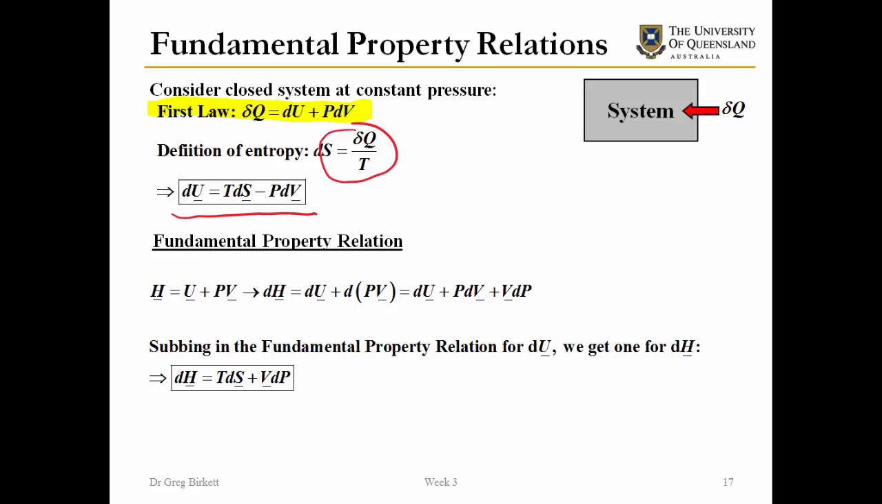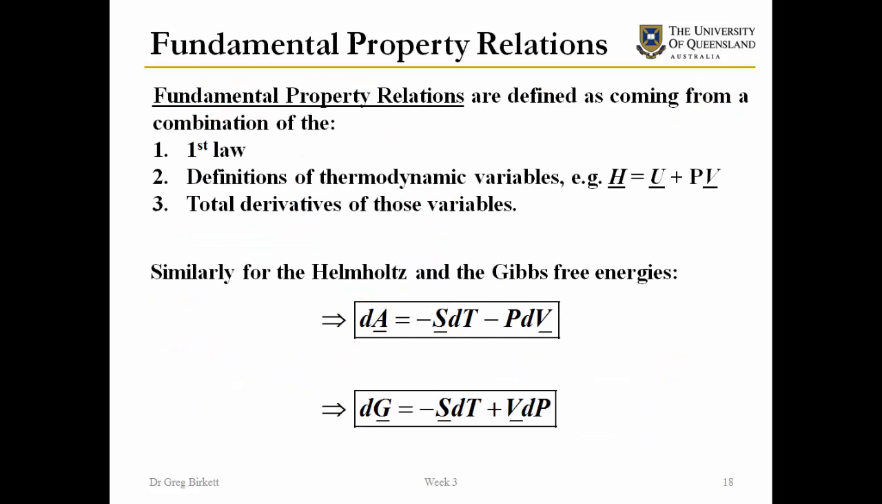To get the one that involves enthalpy, we insert this fundamental property relation into our definition of enthalpy. When we do that, it simplifies down to give us our fundamental property relationship between enthalpy, entropy, and pressure. And we can continue to do this, so we can get fundamental property relationships for the Helmholtz free energy, and for the Gibbs free energy. What all these things have in common is that they depend on the first law, they use the definitions of thermodynamic variables, and they're defined by the total derivatives of those variables. So they're based on the first law, which is always true, and they're based on the definitions, which are always true, of course, because we made them up.